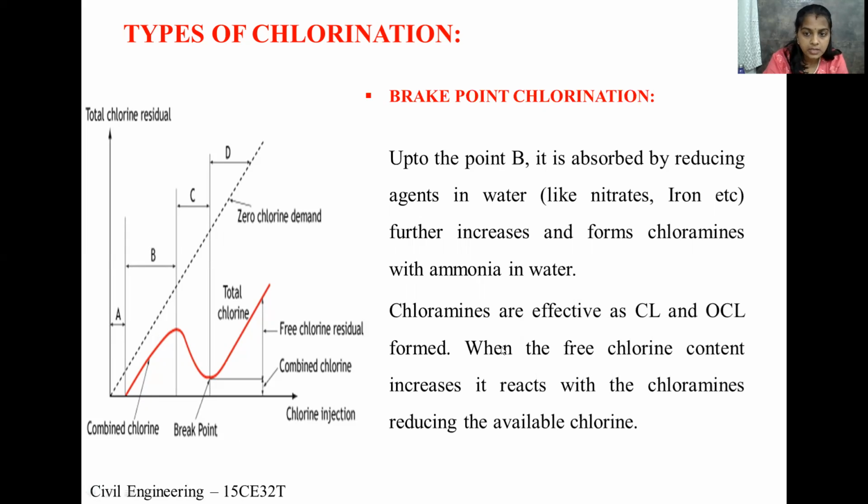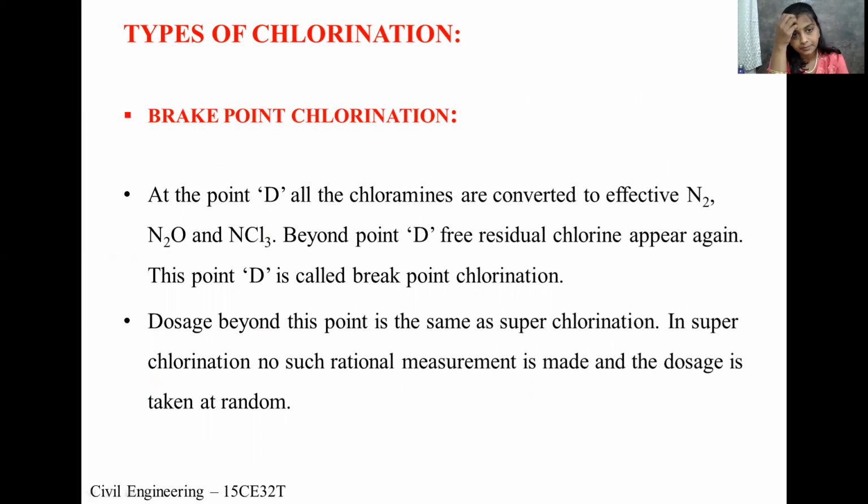Okay, let's see what chloramines are. Chloramines are effective as Cl. I have mentioned chloramines in the previous slide. Chloramines are effective as Cl and OCl formed. When the free chlorine content increases, it reacts with chloramines, reducing the available chlorine. Okay, so you must remember up to the point B, the chlorine demand will be lesser.